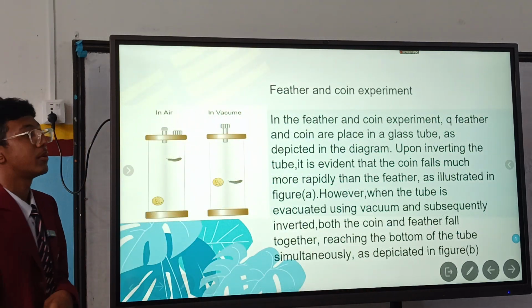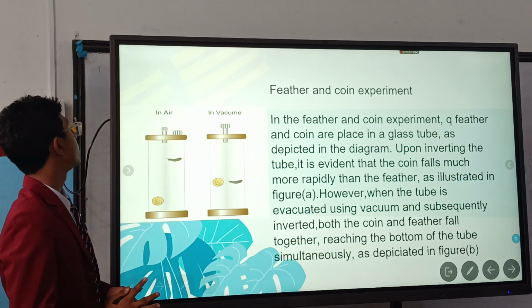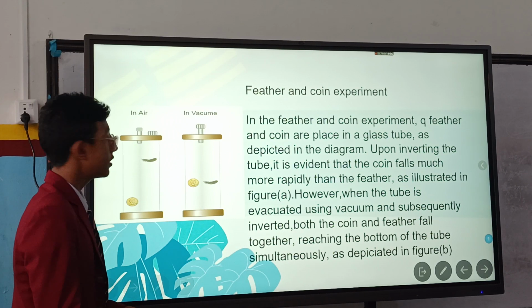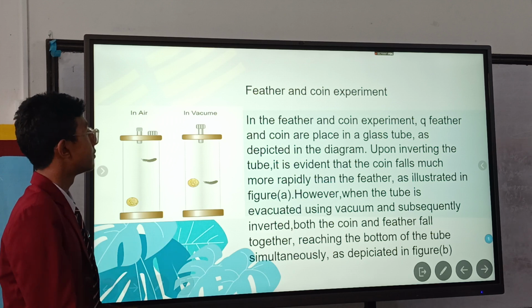Feather and coin experiment. In this experiment, a feather and a coin are kept in a vacuum. In air, we can see that the coin falls much faster than the feather, and in a vacuum, they fall at the same speed.